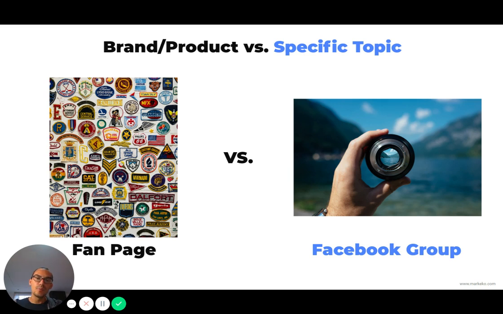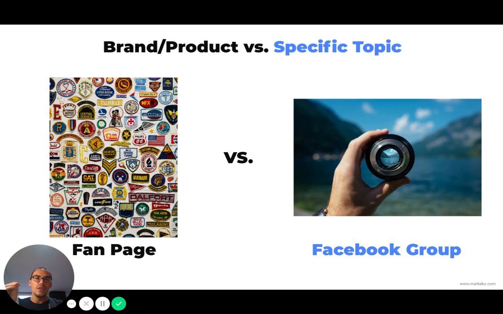The other thing is brand or product versus specific topic, and I think this is key. Yes, you can see a lot of groups that are built for products or brands or software services, like SaaS services. But mainly, when you build a fan page, you're building a fan page for a brand, for a product, for a person. But what I've seen that works the best for Facebook groups is topics. It works a lot better, because what you're bringing together is the similarity, this thing that they all have in common.